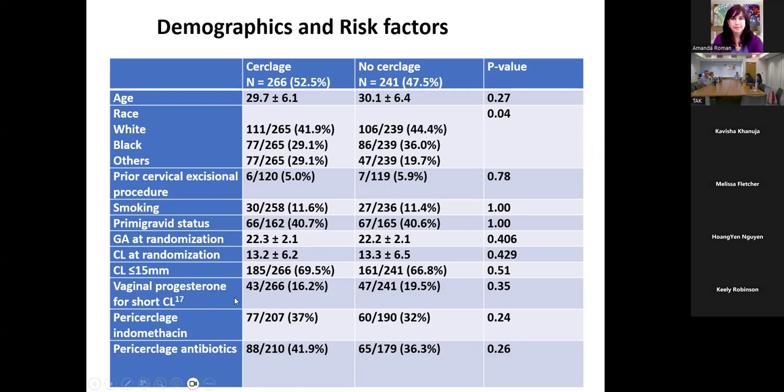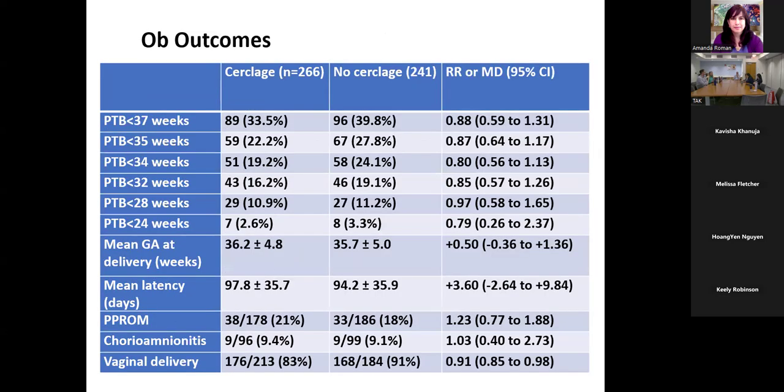Only Colors used progesterone. The other trials did not use progesterone. And some used indomethacin and pericerclage antibiotics, which, I remind you, we put in our guideline to give indomethacin and antibiotics for somebody with a short cervix, even without a prior preterm birth.